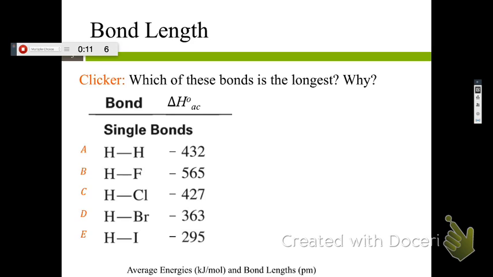All right, I want you to think about, with some delta H values, which one of these bonds do you think is the longest and why. Go ahead and talk to your neighbor. Try to figure out which one of these is the longest.